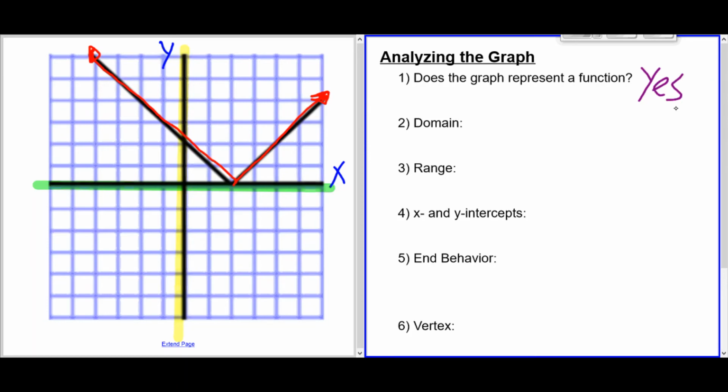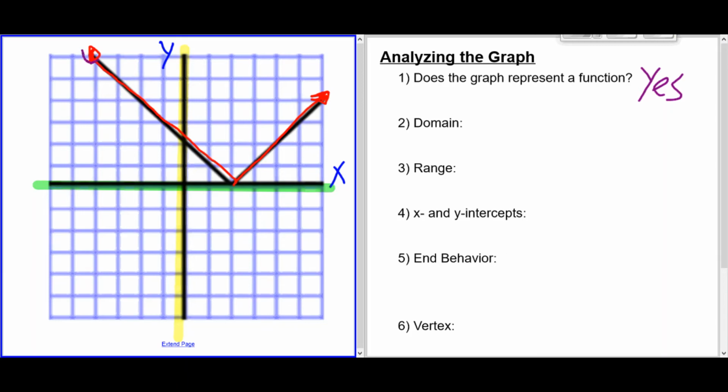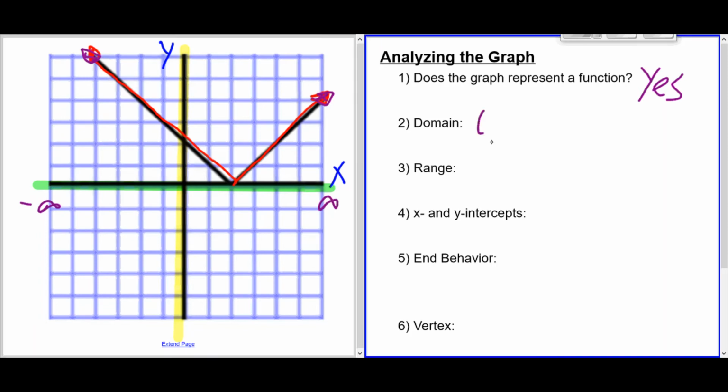Number 2, the domain. As I mentioned when we were talking about is it a function or not, we can see that it goes forever in both directions, to the left and to the right. There's no restriction on what I could plug in for x. I could plug any value in for x because this is a solid line that continues forever in both directions. So it goes from negative infinity to infinity. There is no restriction on the domain. It's all real numbers. I can plug any number in for x.